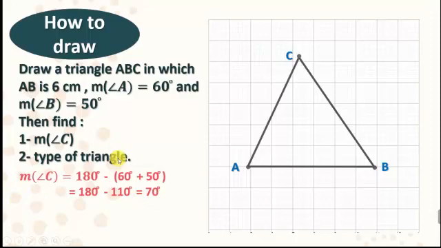Find the type of the triangle. Okay, I have one angle 50, one angle 60, and one angle 70. Where is the biggest one? 70. What's the type of 70? It's acute. So the type of the triangle is an acute angled triangle.